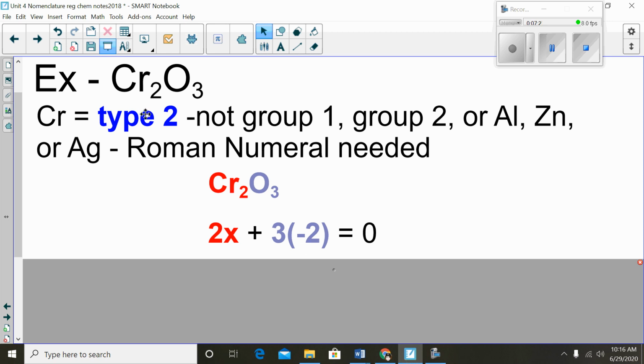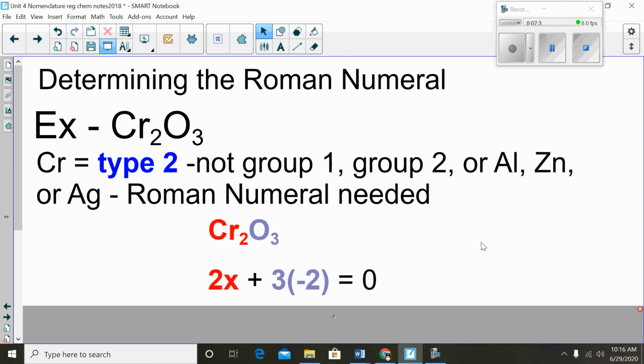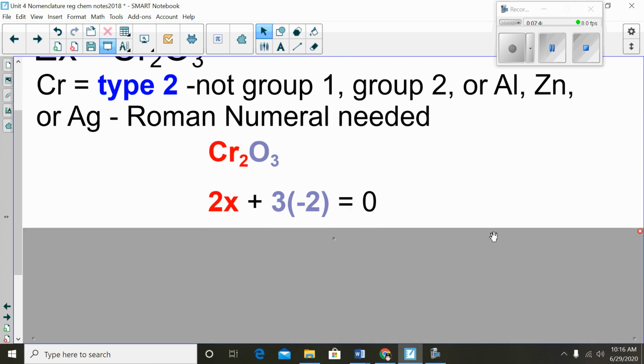Where is this minus 2 coming from? Your anions will always have a known charge. So oxygen will always be minus 2. It's not an X. We can look this up. We always know this, right? So that's why it's negative 2 in the parentheses. That's oxygen's charge, which is always known.